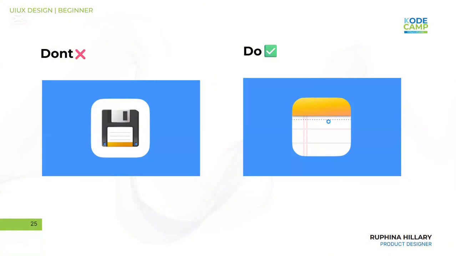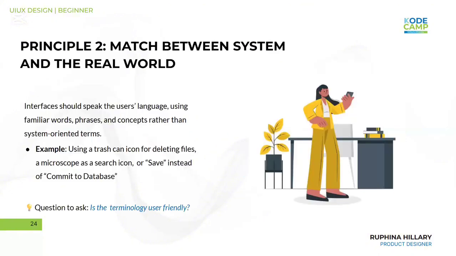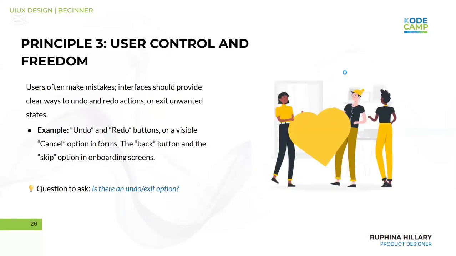But in the second one, it's very easy to know that this is a notebook application. It's all the lines, the cover, the dots and all. This might be a notebook application or a text application, but you just know it's something that you write on. That's because it's familiar to us. It resembles a notebook that we use in the real world. So that's the second principle: the interface should match the real world.